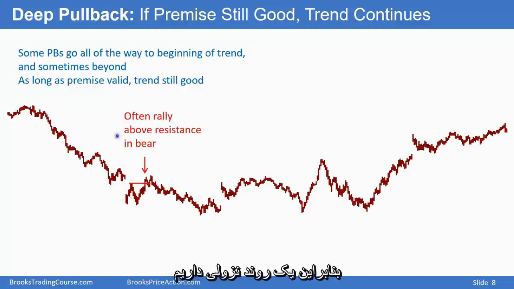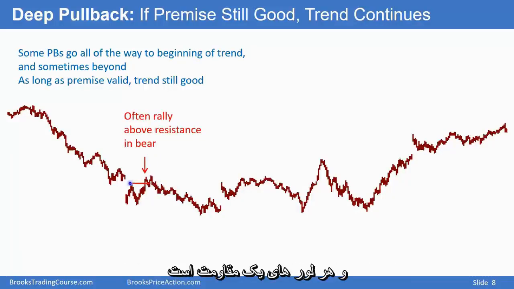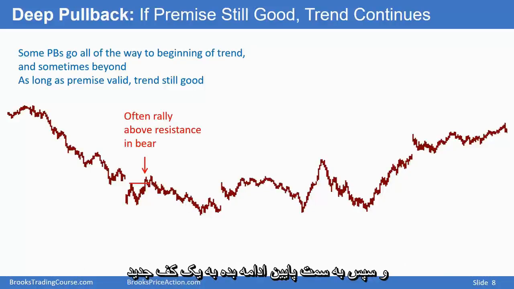So we have a bear trend, and every lower high is resistance. Some lower highs are minor, and they're just part of a trading range, and it's common for the market to go above a minor lower high and then continue down to a new low.